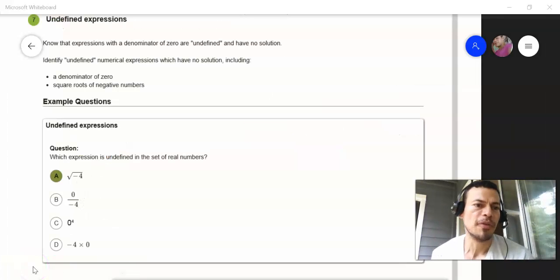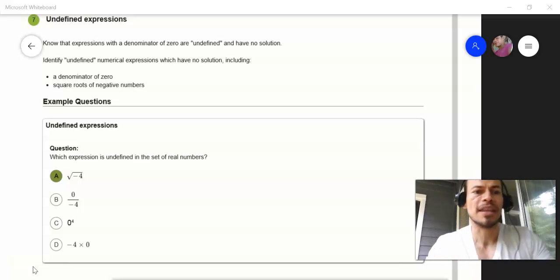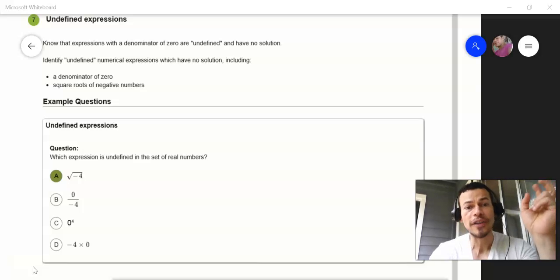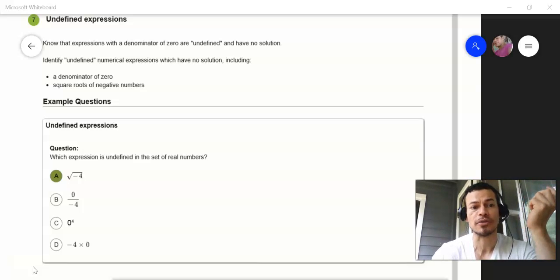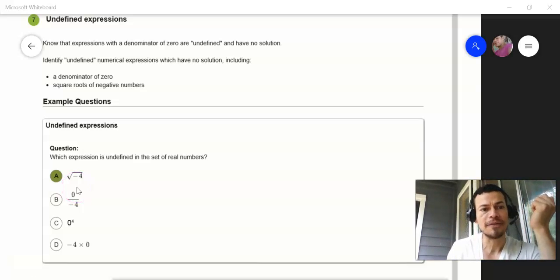Okay, so let's move on now to exercise 7. It's about undefined expressions. Know that expressions with a denominator of 0 are undefined and have no solution. It says, identify undefined numerical expressions that have no solution, including a denominator of 0 and square roots of negative numbers.